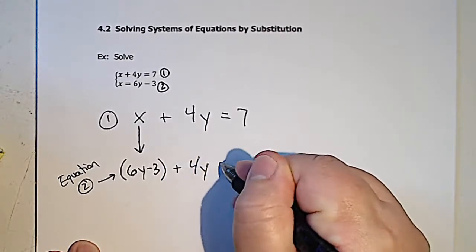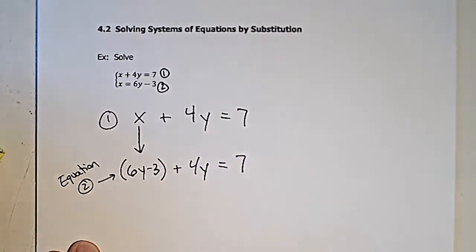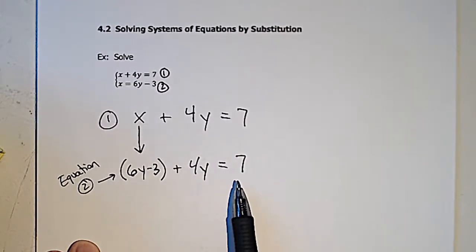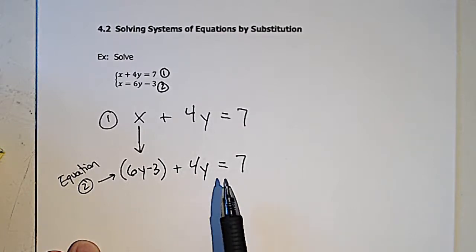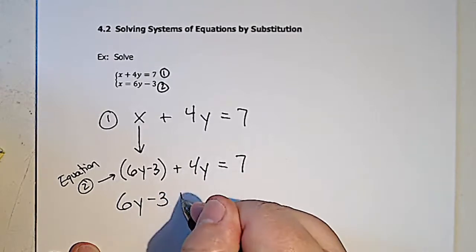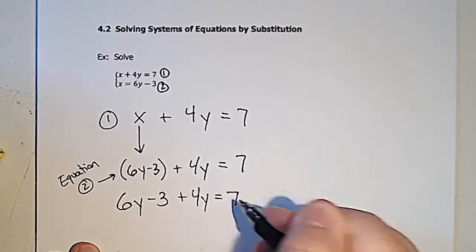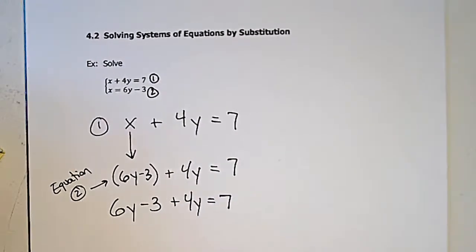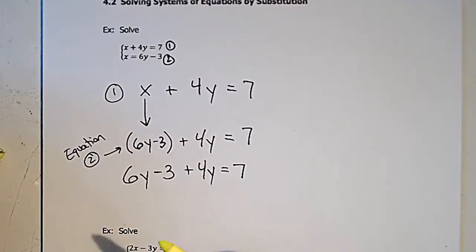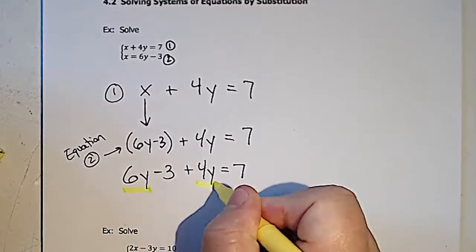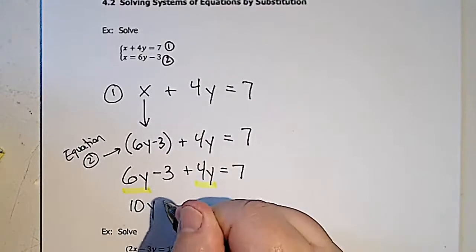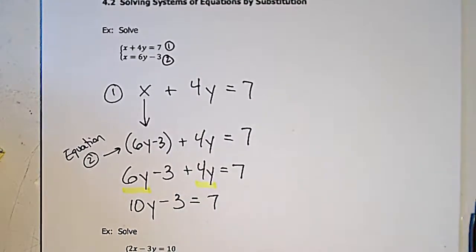I continue with the rest of equation number 1, and I notice that now I have an equation that is all y's and numbers. So now I can go ahead: 6y minus 3 plus 4y equals 7. So let's see, there's my handy dandy highlighter. I've got 6y's here and 4y's there. So altogether, 10y's. 10y minus 3 equals 7.